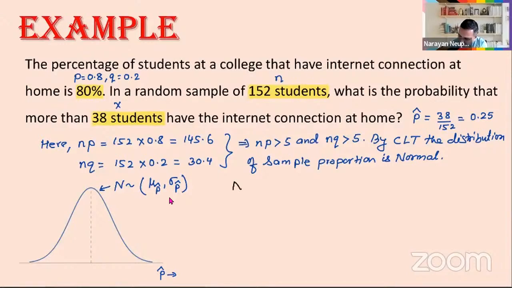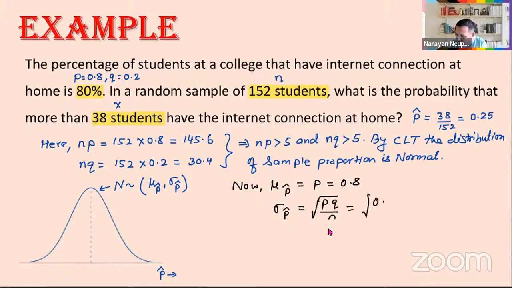What we know is the mean of the distribution of proportion is equal to P, which is given in the problem as 0.8. And then sigma sub P hat, the standard deviation for this distribution, is the square root of P times Q over N. If we plug in the values, P is 0.8 times Q is 0.2, N is 152. And if we simplify this using a calculator, you should get 0.0324.